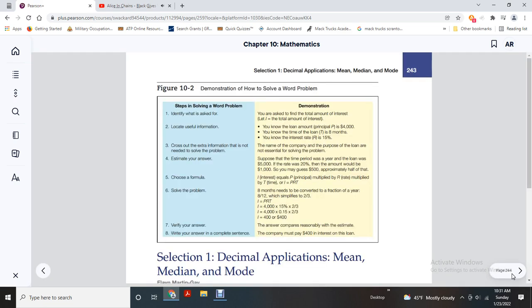All right, this shows the steps in solving word problems. Identify what is asked. You are asked for the total amount of the interest. Let I be the total amount of interest.